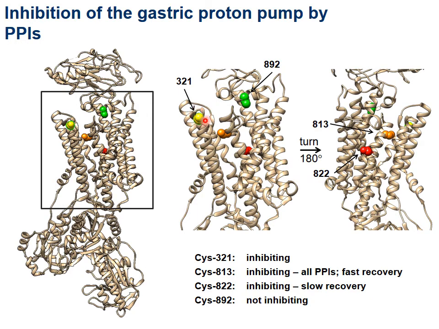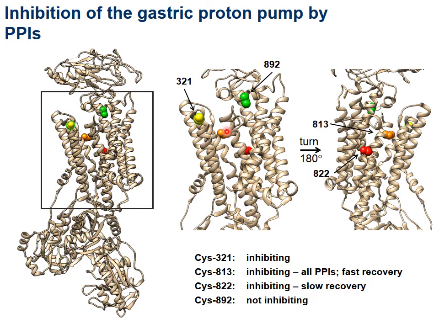Lansoprazole and related proton pump inhibitors can also react with this cysteine at position 321, which would inhibit the proton pump. And proton pump inhibitors such as pantoprazole can react with these cysteines here at position 822. Now the various adducts of proton pump inhibitors with these cysteines have different consequences.